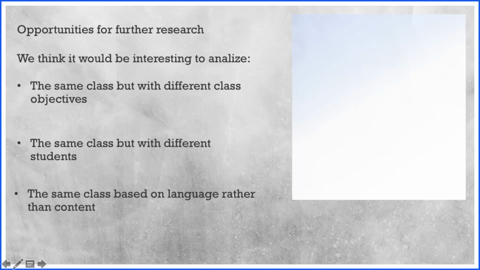Our opportunities for further research include observing the same class but with different class objectives in order to identify if the interactors the teacher used are more useful for different aims. Likewise, we would like to observe the same class but with different students so that we can see their influence in the class to accomplish the objectives. As well, we would like to observe the same class but based on language rather than content in order to recognize if the teacher uses other interactors to promote learning and accomplish the objective of the class.